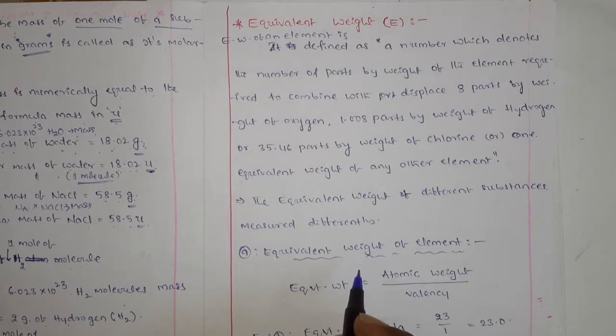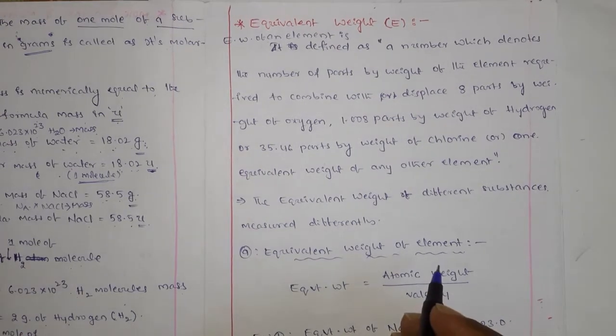Generally, what is the atomic mass? Atomic mass is nothing but one atom's mass. What is the molecular mass? That is nothing but the mass of one molecule. And the molar mass is nothing but the mass of Avogadro number of molecules. It is the molar mass. But now come to the equivalent weight.